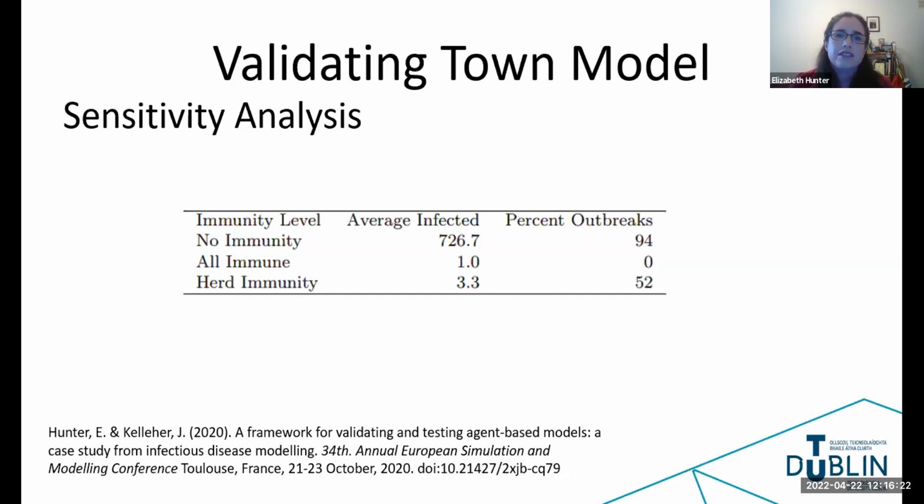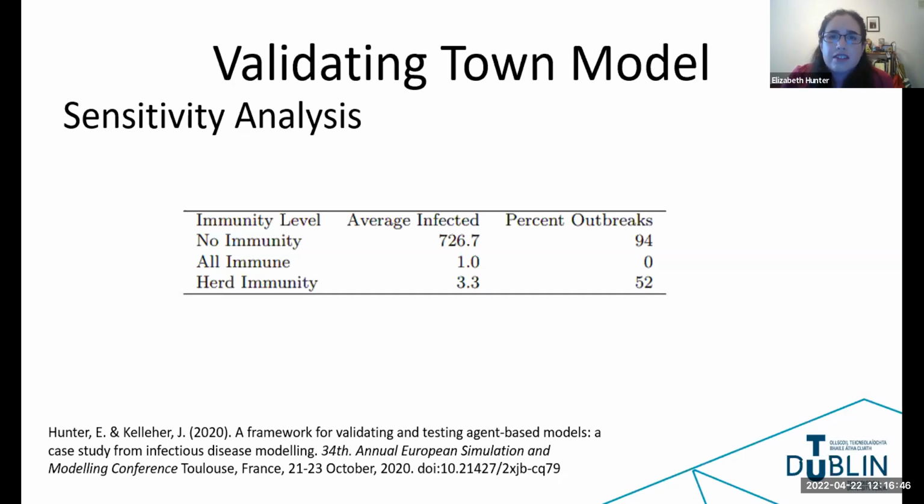When we ran this, this is what we got. We looked at the average infected across a number of runs. I think this is across 300 runs of our model, and then the percent of outbreaks. This is the percent of runs where we have at least 2 agents infected with measles. That 2 comes from the World Health definition of a measles outbreak, which is 2 or more linked cases.